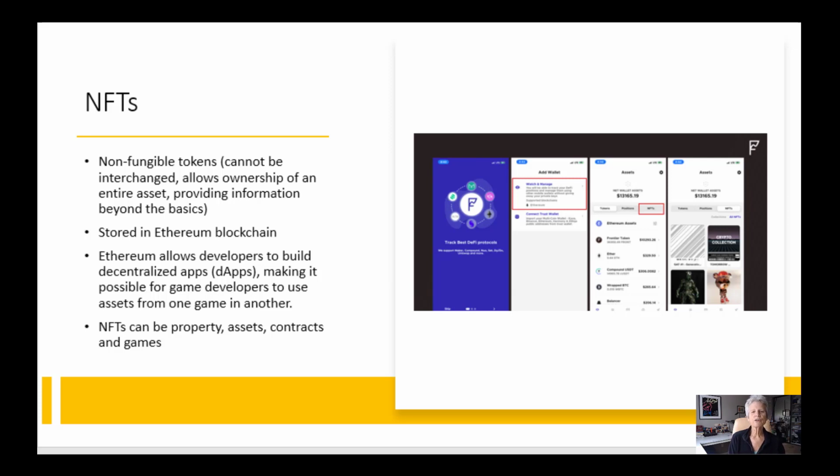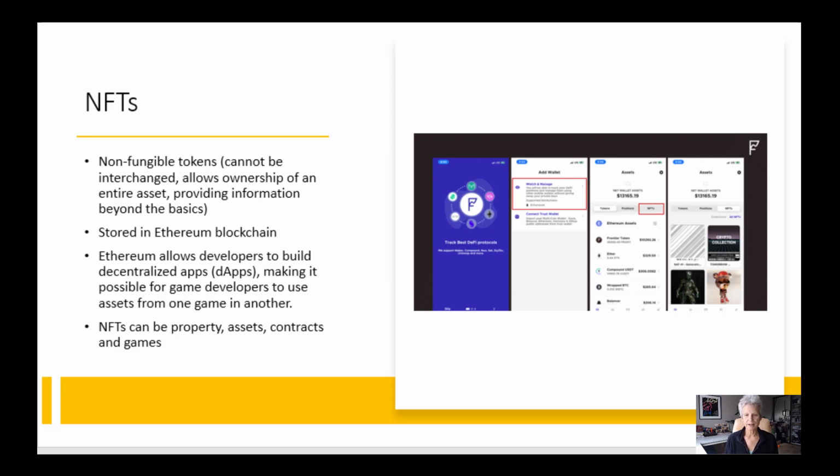It allows ownership of an entire asset, and then it also provides information beyond the basics. So it establishes ownership in a very secure way. And how is it secure? It uses a blockchain. It's not going to be the Bitcoin blockchain. It's going to be the Ethereum blockchain. But nevertheless, that is what they use to store the NFTs.